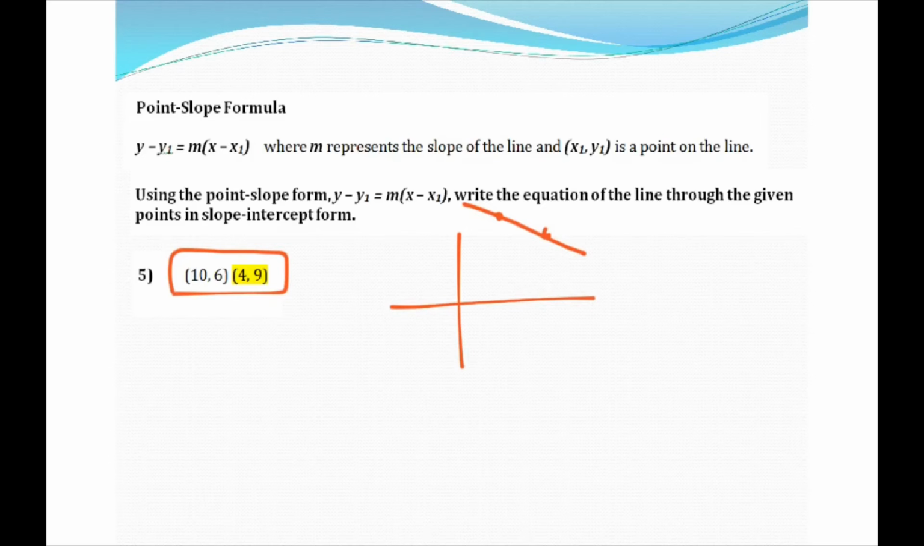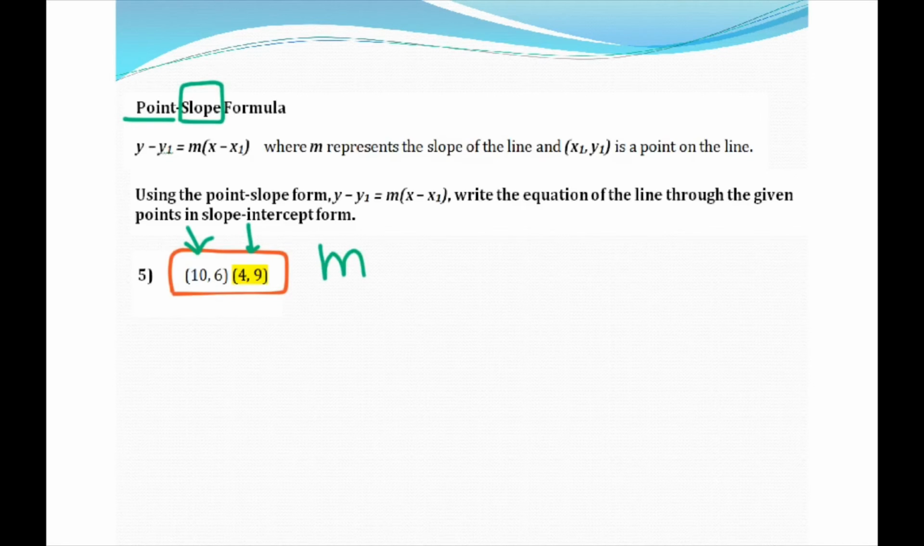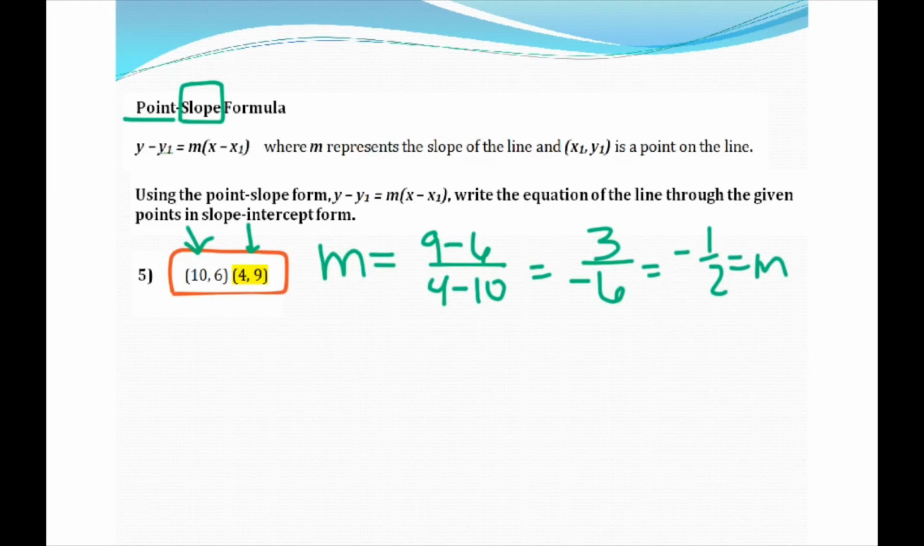So I need to get some more information. In order to use my point-slope formula, of course, I need a point, which I have. I've got 2 of them actually, but I also need a slope, and so that's what I need to find. So first thing I'm going to do is find my slope. Remember, we talked about this in the warm-up. You're going to do y minus y over x minus x. So 9 minus 6, 4 minus 10, and that's my slope. So we're going to hang on to that.